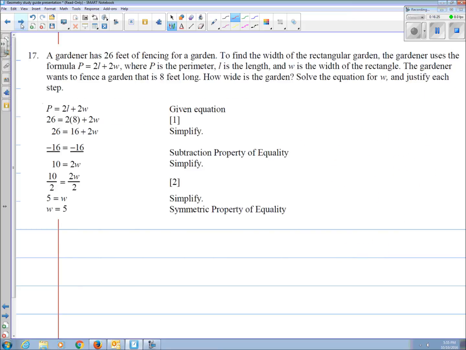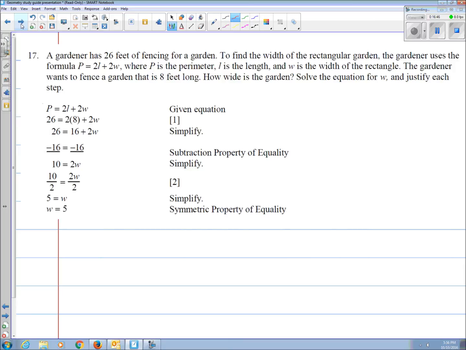A gardener has 26 feet of fencing for a garden. To find the width of the rectangular garden, the gardener uses the formula P is equal to 2L plus 2W, where P is the perimeter, L is the length, and W is the width of the rectangle. The gardener wants to fence a garden that is 8 feet long. How wide is the garden? Solve the equation for W and justify each step.